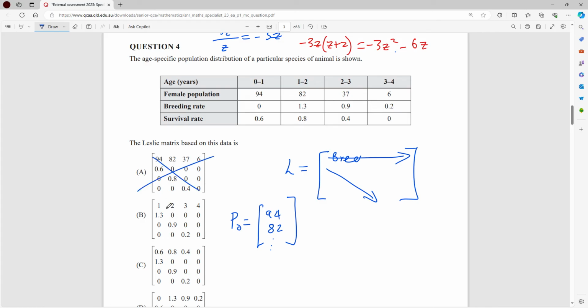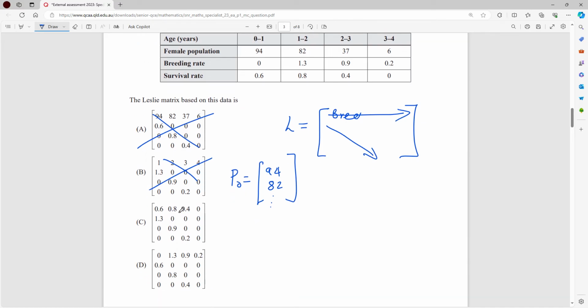Up here, we can see we have 1, 2, 3, 4. Where did those numbers come from? So that's also incorrect. Now let's take a look here. What they have here is two matrices that could be correct, because it's got your diagonal and it's got your top bit here. However, look what they've placed up here. What they've placed up here isn't the breeding rates, it's the survival rates, because you've got your 0.6 and 0.6, and you've got a 1.3 and a 1.3. So they've switched the breeding rates and the survival rates.